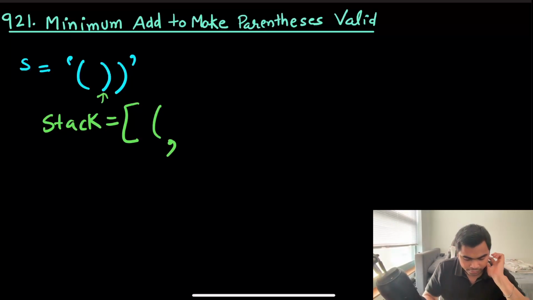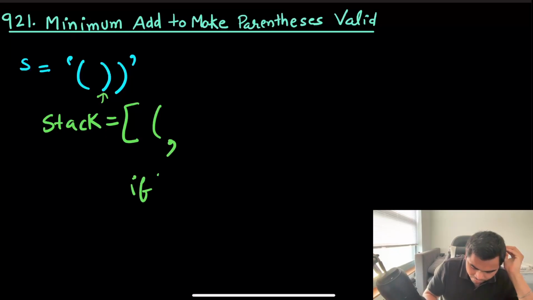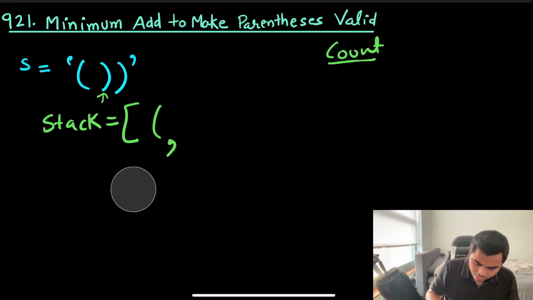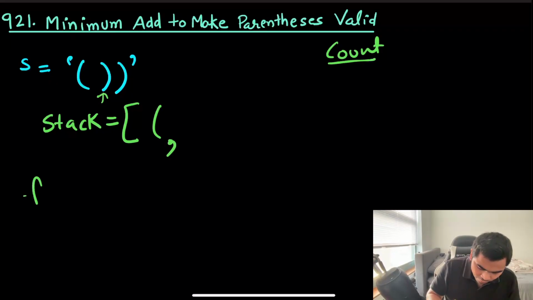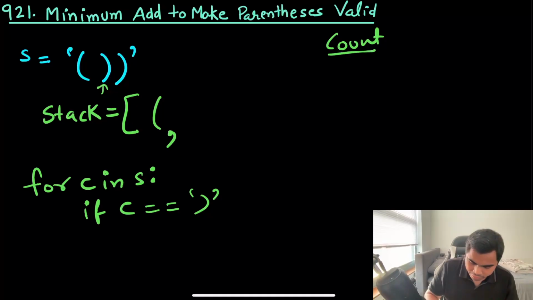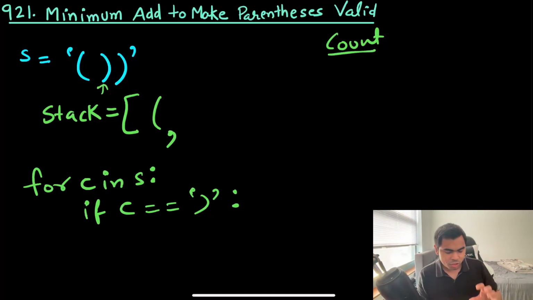So what we want to do here is check the stack. I'll have a variable called count that will track how many operations we need. So for c in my string s, if this c is equal to a closing bracket, that means I should have an opening bracket on top of my stack to match it.